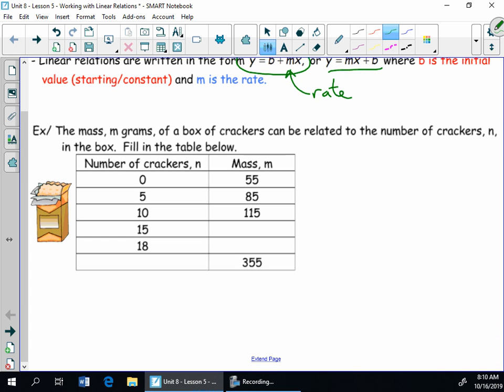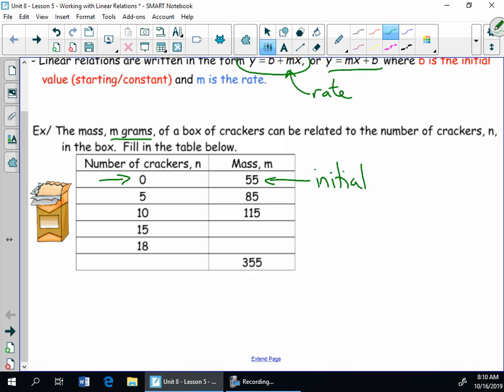So the mass, m grams, of a box of crackers can be related to the number of crackers in the box. That's filled in the table below. So it seems to me like we have some sort of pattern here. Our mass starts at no crackers, and it already weighs 55. That must be our initial value, probably how much the box weighs all by itself.